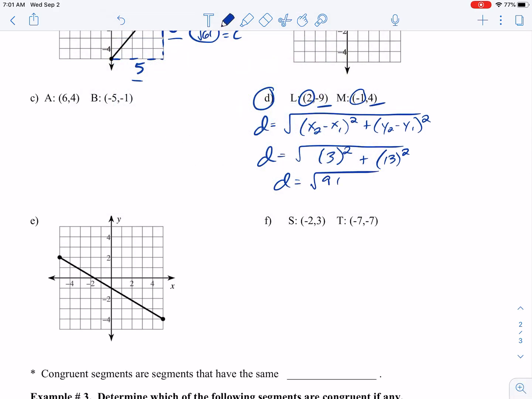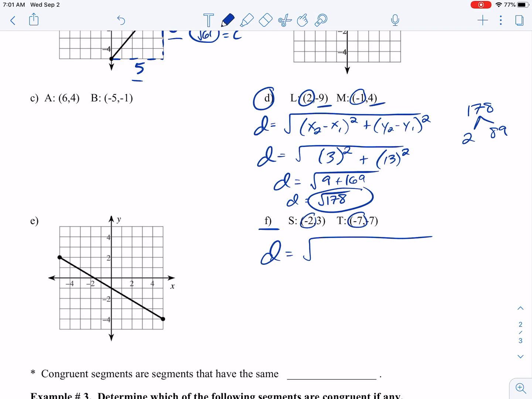We get 9 plus 169, 178. See if there's any factors of 178 you can take out. 2 and 89. I believe 89 is a prime number, so there's nothing we can take out there, so we leave it as root 178. Okay, how about you try F, find the distance between S and T, and then simplify the radical if possible.